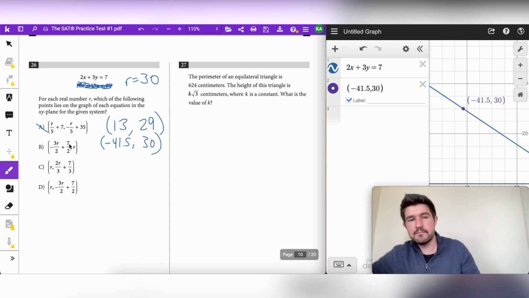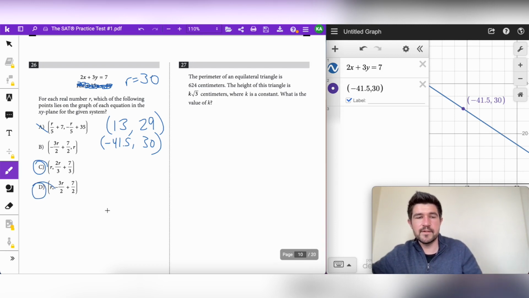If you want to check C and D, have at it, feel free. You're going to see that they're not going to be on the line, but that's probably the best way to do that one. Again, I haven't seen this question before, so I'm sure there's a faster way. Let me know in the comments if you thought of a way to get it faster, but that would be a good way to get to the answer, which is B.